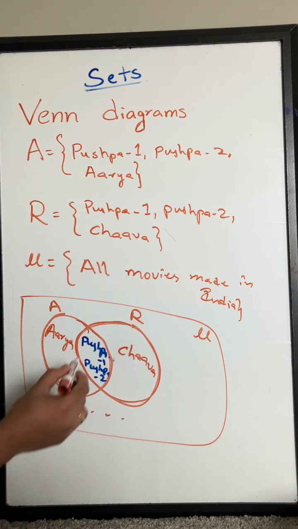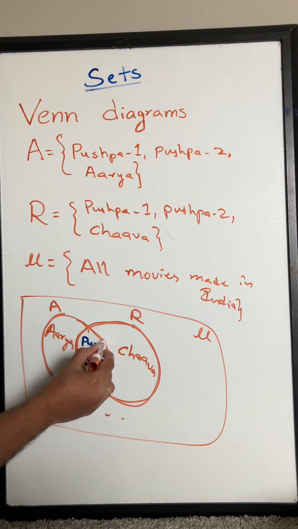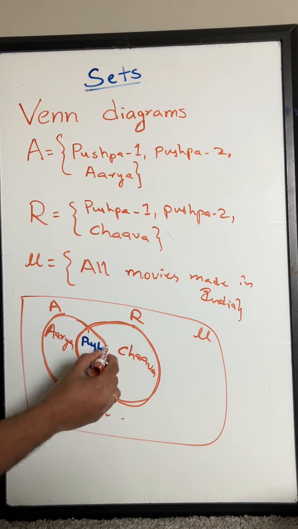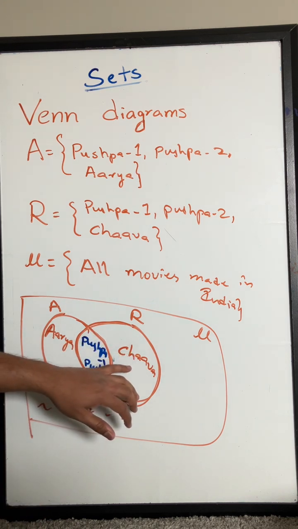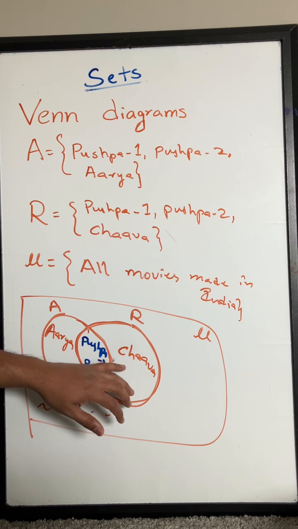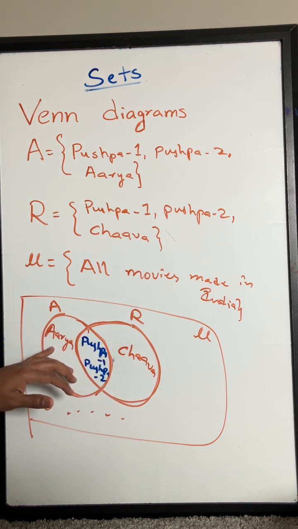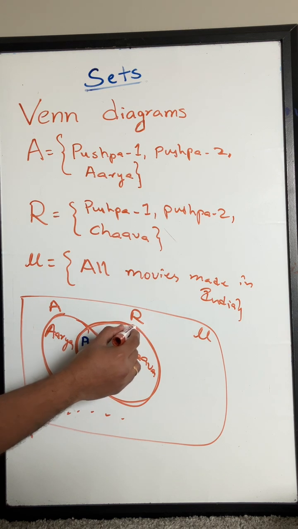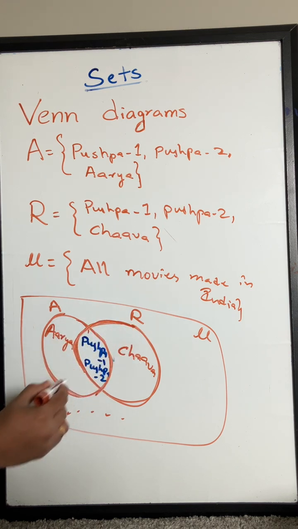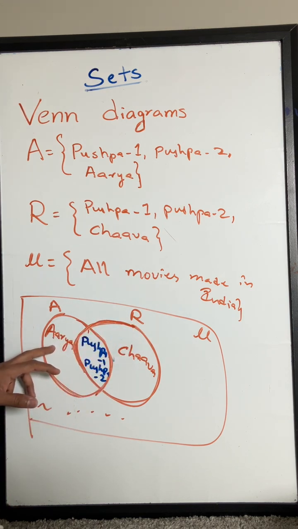This Chava is outside of the Allu Arjun circle, which means Allu Arjun is not in this movie. Also, Arya is not inside the Rashmika circle. It is outside because Rashmika didn't act in Arya. So this is how we represent it in Venn diagrams.